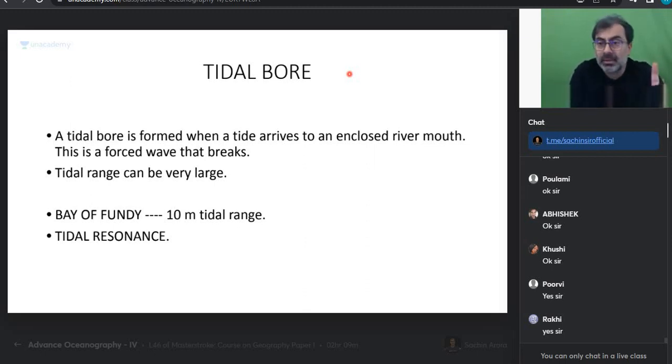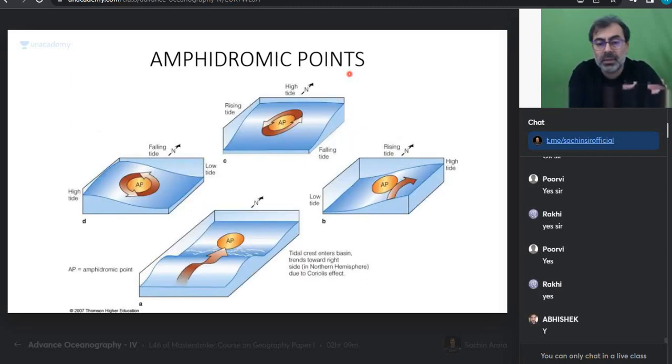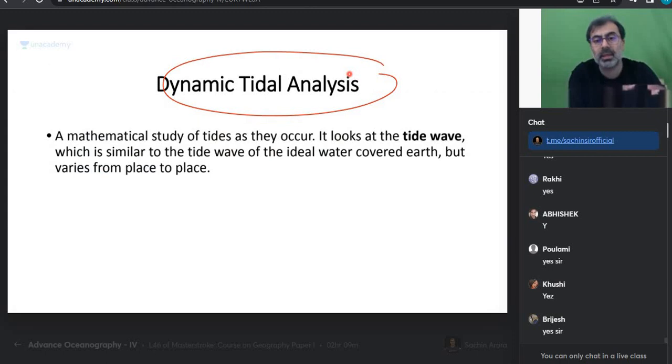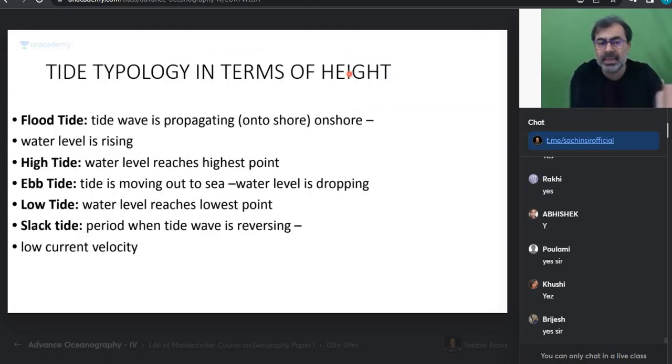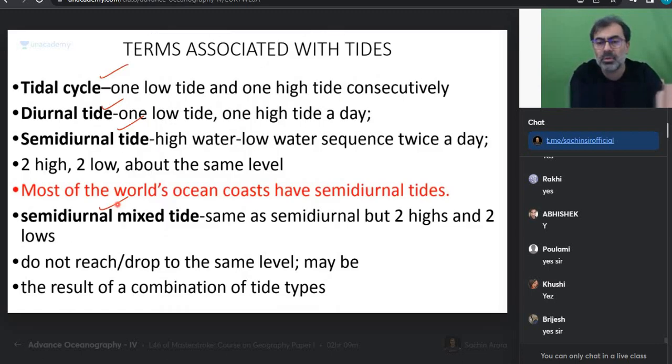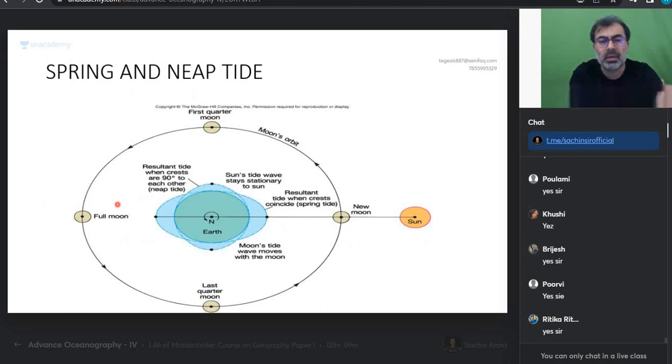Tide remains. Tide is the last thing left. Is everything else done in oceanography? Is everyone okay with this? Tide and tidal theories are left. Before I go into that, can I assume that you will know these terms? Mean tide level, tidal range, flood tide, high tide, ebb tide. I'll post this slide. Basically, this slide as it is, you can take it without annotations. It is fairly visible to all.